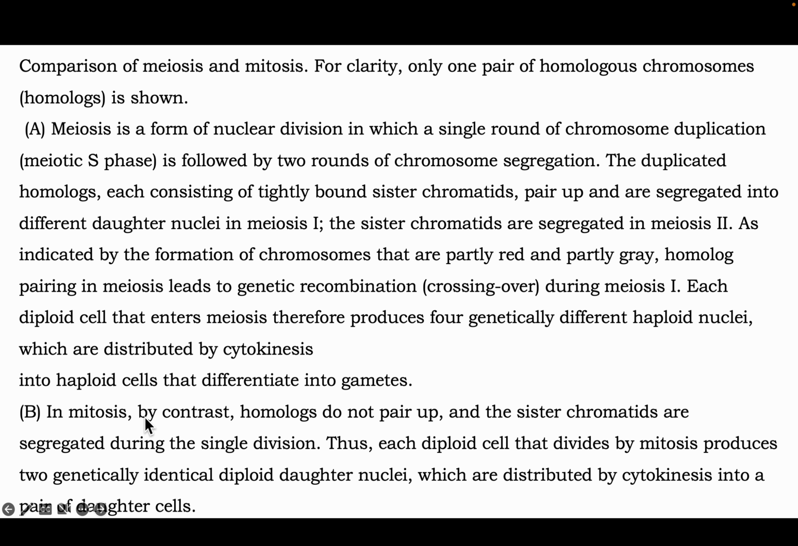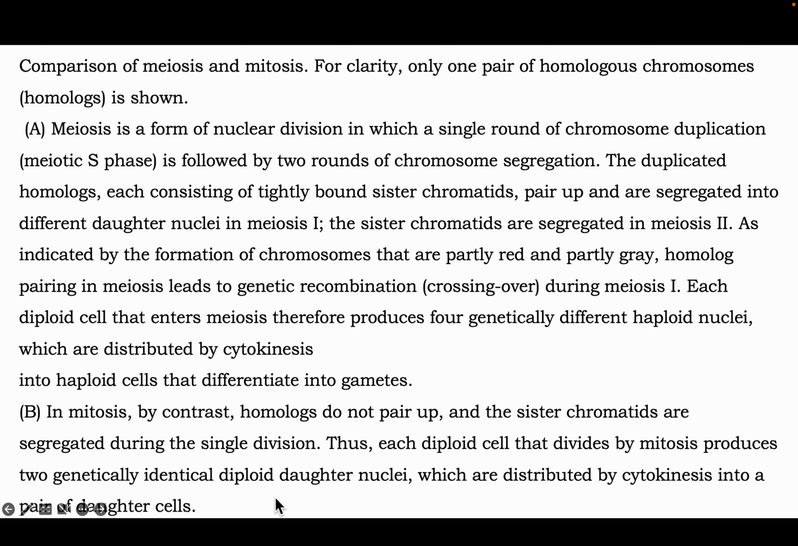In mitosis, by contrast, homologues do not pair up, and the sister chromatids are segregated during the single division. Thus, each diploid cell that divides by mitosis produces two genetically identical diploid daughter nuclei, which are distributed by cytokinesis into a pair of daughter cells.